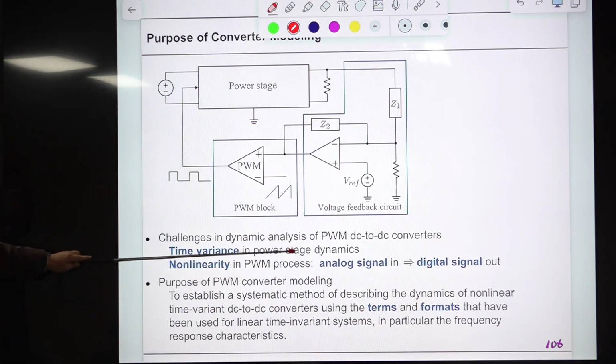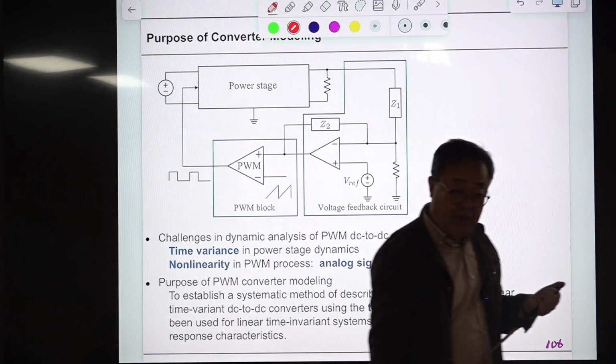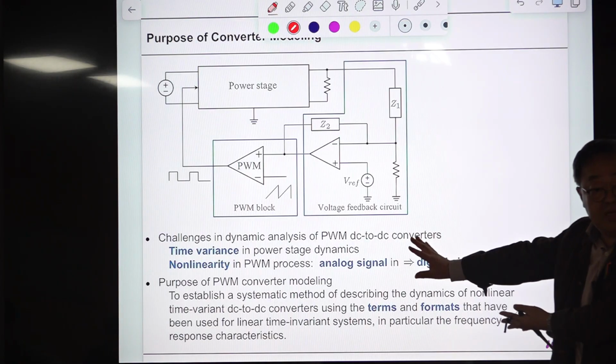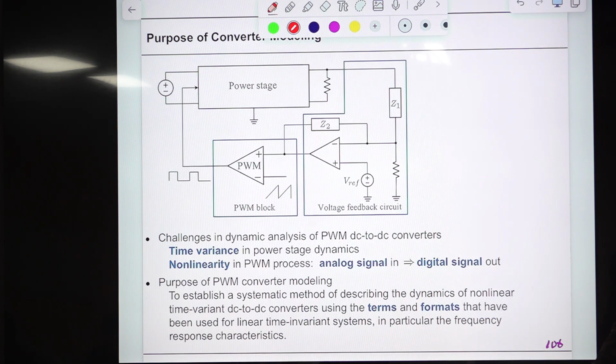One is time variance in the power stage configuration, or power stage dynamics. So this is a time-varying system. The structure is varying all the time, periodically. That was the big problem in the past. They could not apply any technique. There are some techniques for those types of systems, but the result is extremely complicated and does not provide any meaningful insight which can be used for design. That was the problem. Discrete time system, some garbage, okay? A pile of garbage is useless.